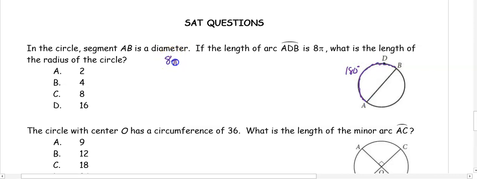So we know that 8 pi is equal to 2 pi r times the measure over 360. Well, we know that the measure is going to be 180 degrees. So we can solve using this. Now when I reduce 180 over 360, I get a half. So we have 8 pi equals 2 pi r times a half. 2 times a half is just 1. So that leaves us with 8 pi equals pi r. If we divide by pi on both sides, we get the radius is 8.